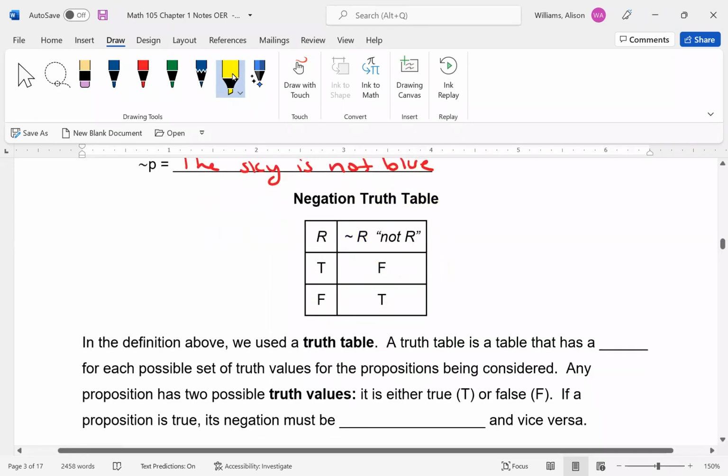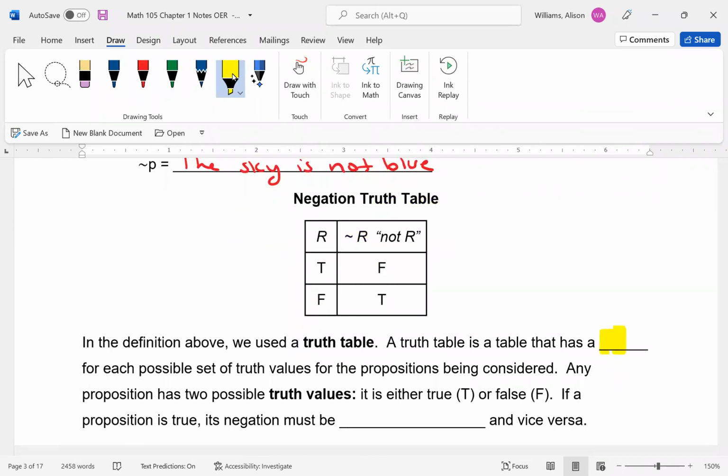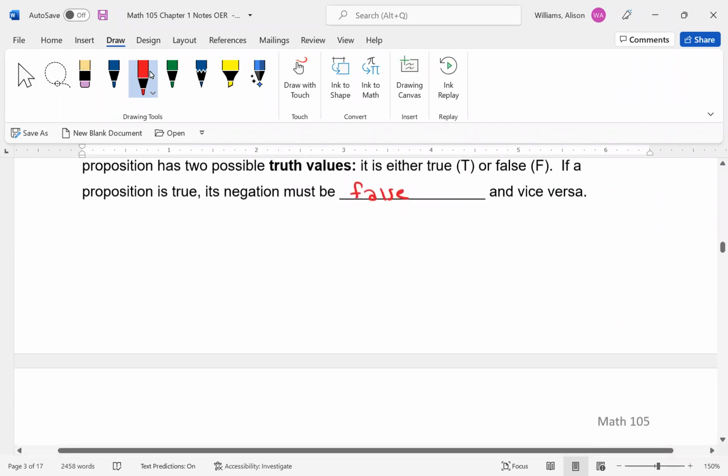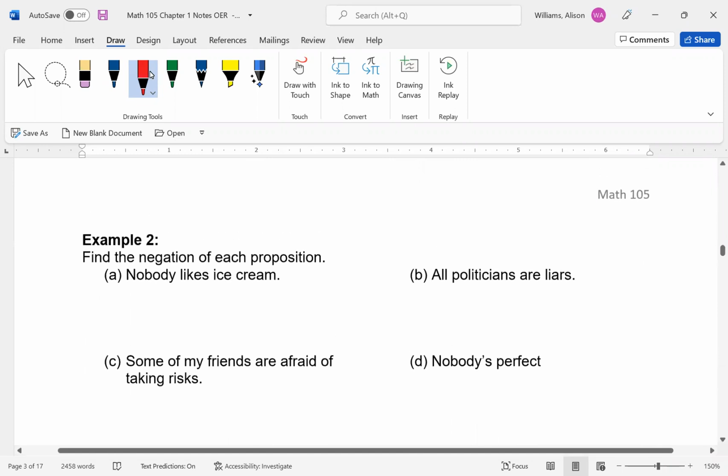So in the definition above, we use a truth table. A truth table has a row for each possible set of truth values for the propositions being considered. Any proposition has two possible truth values. It could be either true or false. If a proposition is true, its negation must be false, and vice versa. That's how the truth table would work. Okay, let's look at an example. Let's do some negations of these propositions.